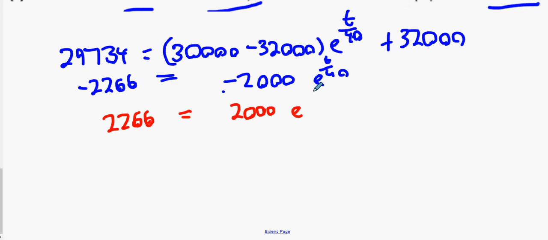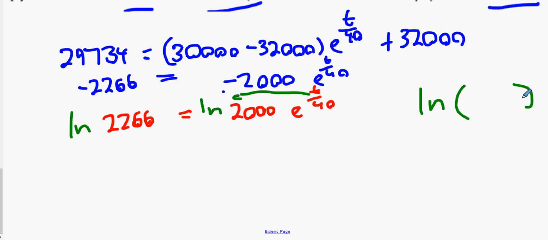Now, I'm going to do something, and I hope none of you do this anytime soon. ln both sides. Bring the t over 40 to the front. What are you nodding for? You're only allowed to bring the power to the front when everything is to that power. The 2,000 does not interact with that power, therefore that is the wrong way to do that question. Okay?